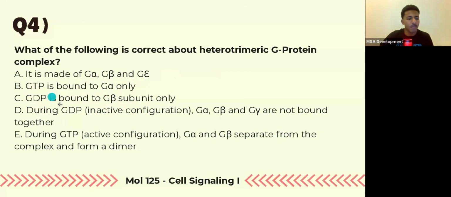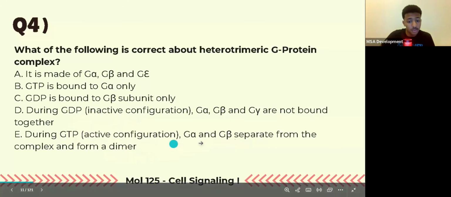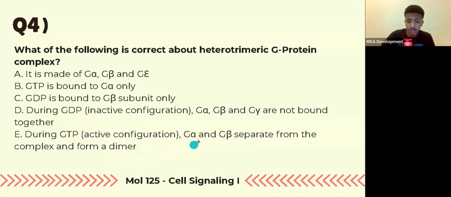Now, during GDP, the inactive configuration, G alpha, G beta, and G gamma are not bound together. Incorrect. We said in the inactive configuration they are bound together. When the complex is activated, they separate. However, G beta and G gamma dimerize and go on their own. Now, during GTP, the active configuration, G alpha and G beta separate from the complex and form a dimer. Incorrect. It's not G alpha and G beta, it's G beta and G gamma. And that's the trick.